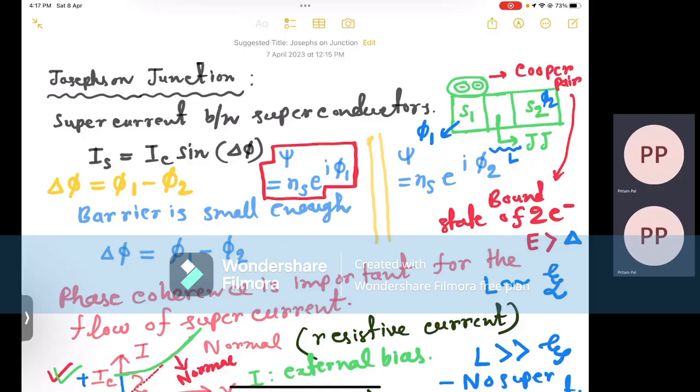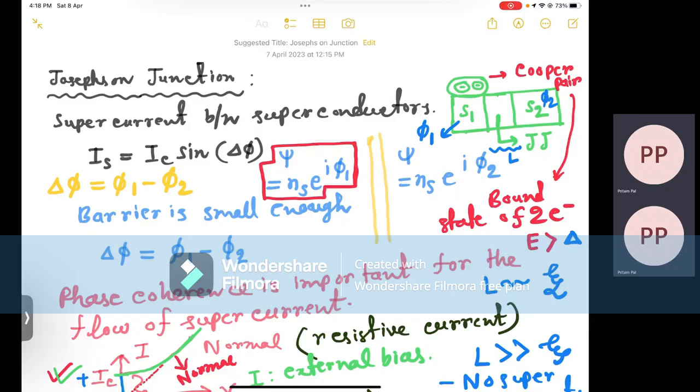Let's say we have two superconductors. When we bring them very close together, in very close proximity, because of the wave function overlap, a supercurrent will flow from one superconductor to another superconductor through a weak link, right? So this current is completely dissipationless.